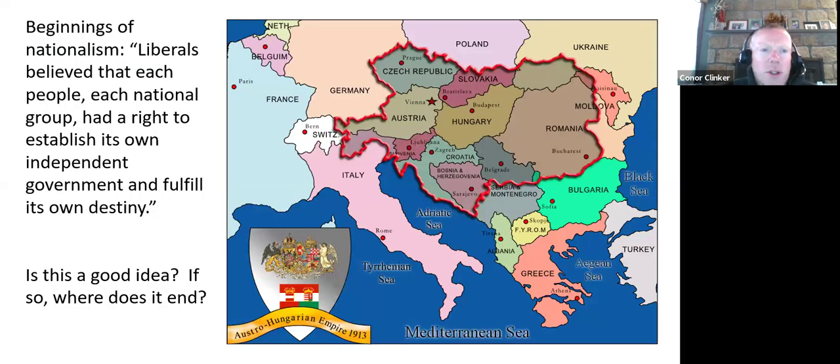So the definition of nationalism: liberals, that's classical liberals, believed that each people, each national group had a right to establish its own independent government and fulfill its own destiny. That sounds totally reasonable. There are different nationalities throughout the world. You know, Nigerians and Germans are very different, obviously. You know, Chinese and Brazilians are different in a lot of ways. And so shouldn't they have separate nations?